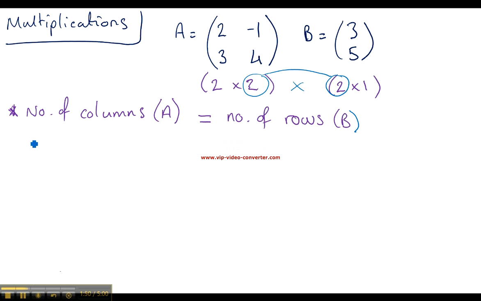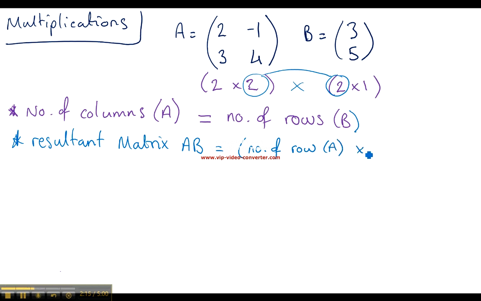And then the resultant matrix of AB is going to equal the number of rows from A by number of columns in B. Okay, so the resultant is going to be a 2 by 1 matrix. And let's multiply that. So that's a couple of things there, a couple of rules we need to follow.